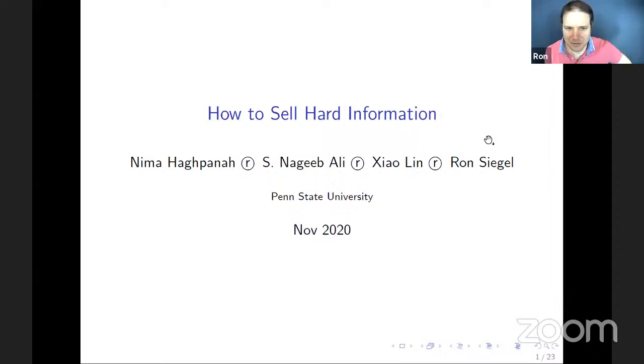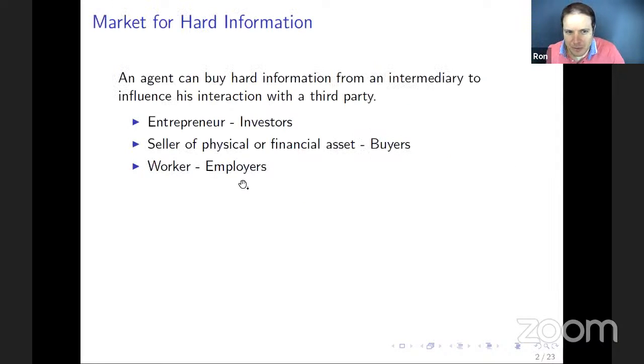Thank you very much. It's really a pleasure to be here. And in addition to Nageeb and Xiao, we have another co-author, Nima, who's engaged elsewhere. So what's this paper about? We're interested in situations in which an agent can buy hard information from some intermediary, which he can then use to influence the interaction or terms of trade with a third party.